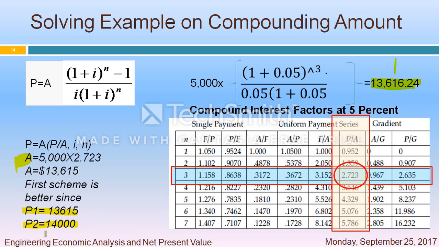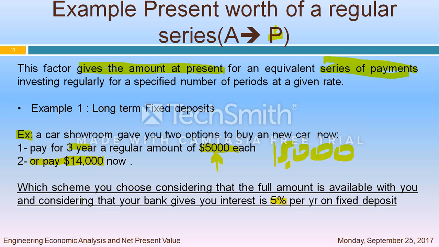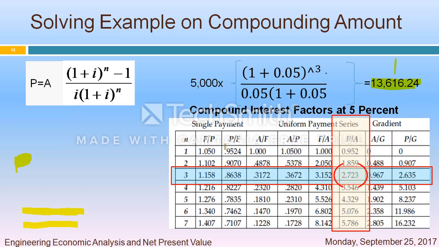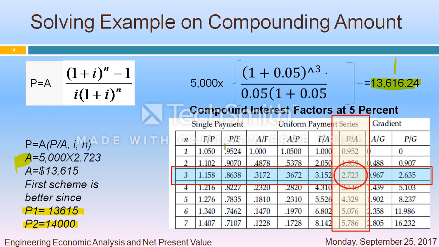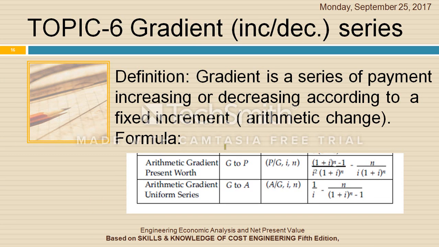For sure you have to go for the first scenario, which is, let's go back. The first scenario was paying 5,000 three times, every year. At the end of every year we'll pay 5,000. Okay, so by this we finished the annuity payment methods.